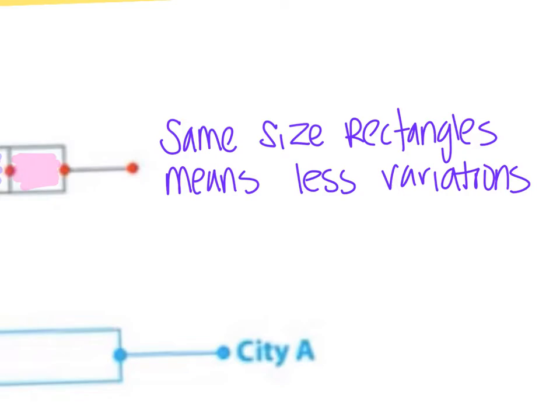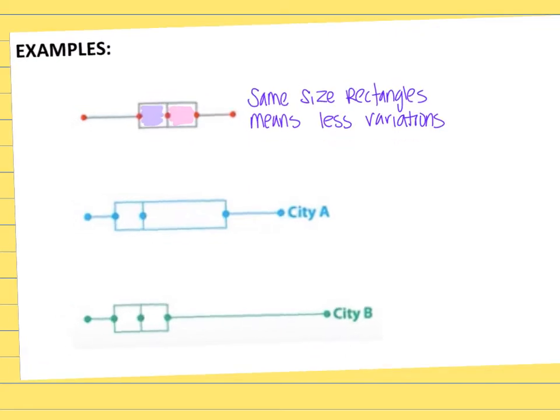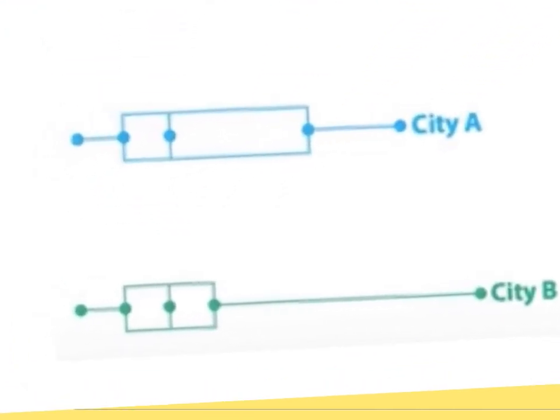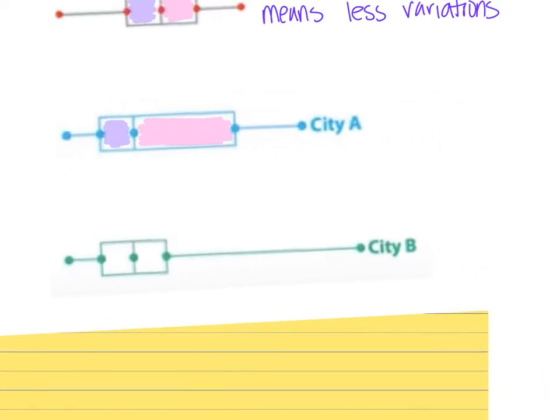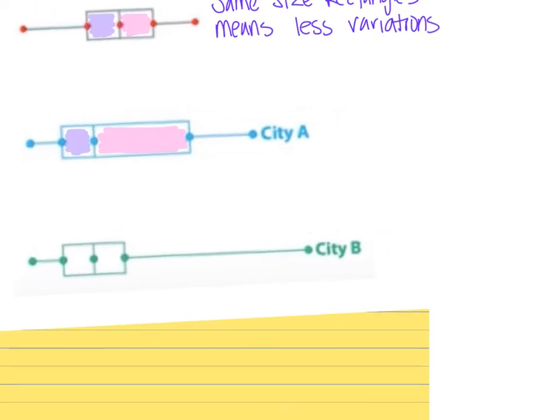Same size rectangles mean less variation. Okay, now when I look at the second one, I zoom in on it and I highlight those two rectangles with different colors. I can easily determine that these are not the same size. When I have different size rectangles, especially with this much, that means there's going to be more variation.